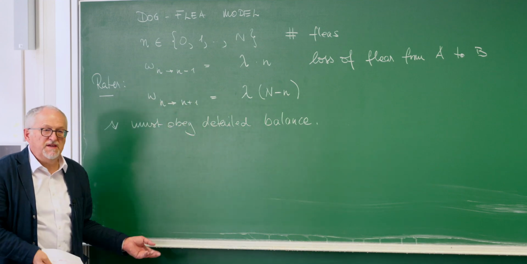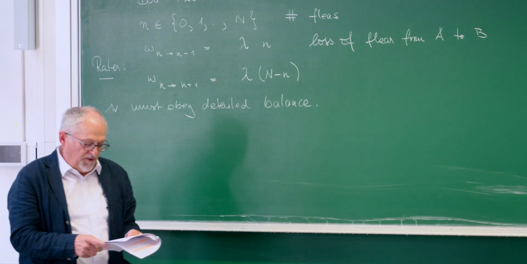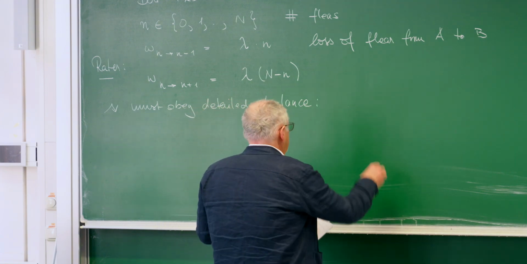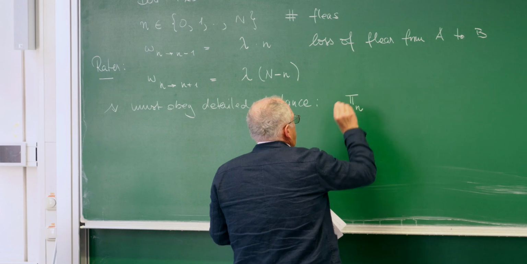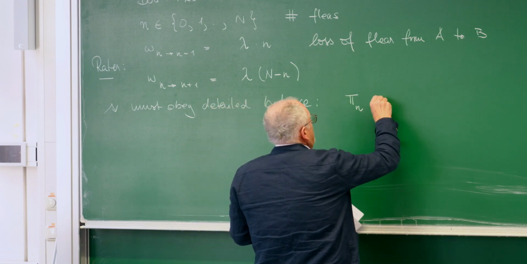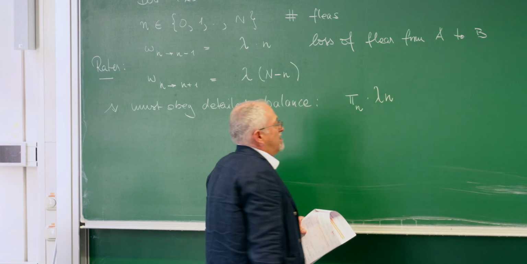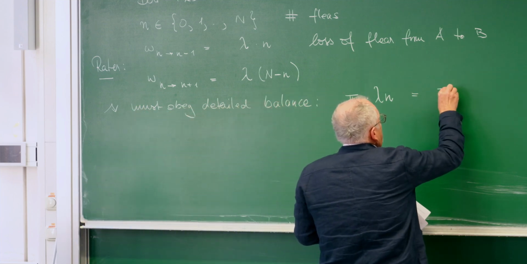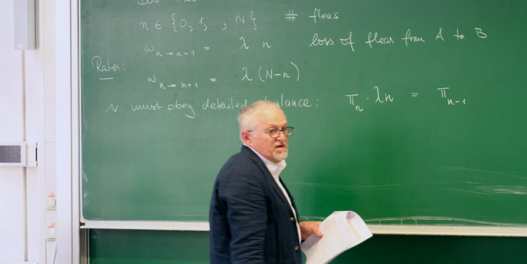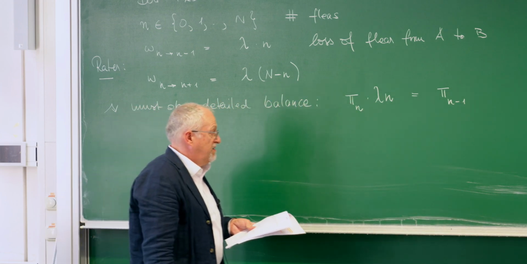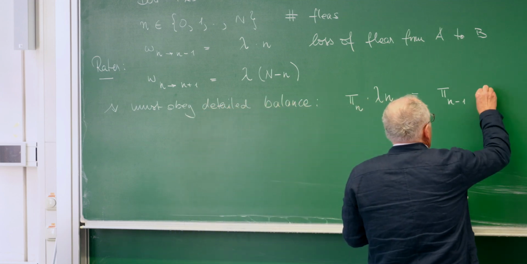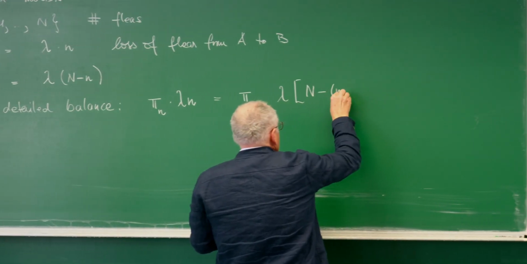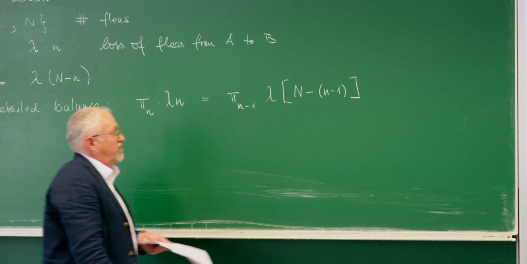There's also no absorbing state, right? Because any flea can hop back and forth as it likes. And that means now I do have this detailed balance condition. So let's write it out. The probability to have n fleas on one of the dogs times the probability of transitioning to the other dog is the probability of doing the reverse. I'm having n minus 1 fleas, and I have a hop backward from the other dog, and the probability for that is lambda times (N minus n plus 1).